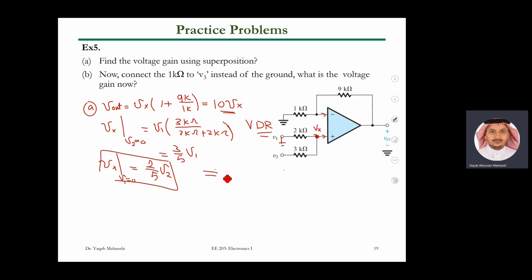So now substituting in the V out, it will be 10 times this, right? So 10 times 3 over 5, that is 6 V1. So we have 6 V1 from here, plus 4 V2 from the other side. You agree with this?